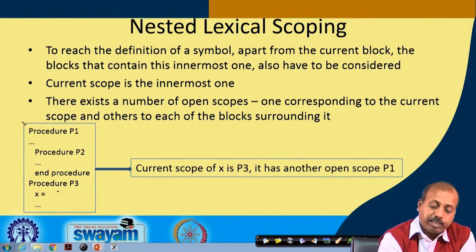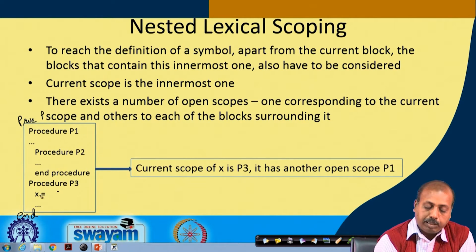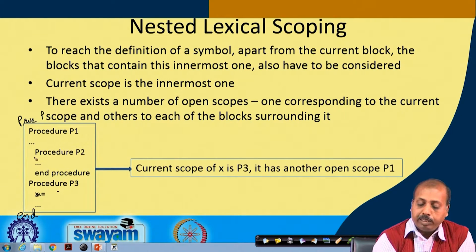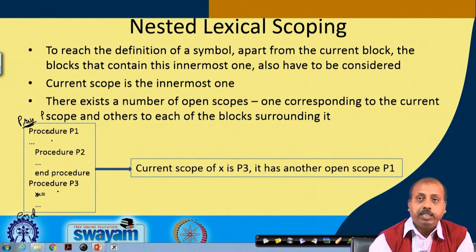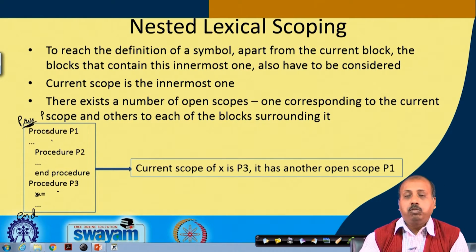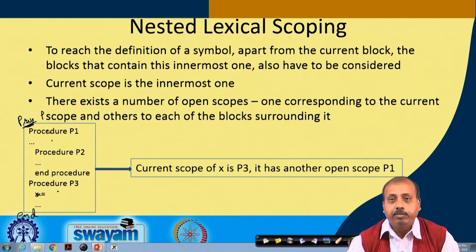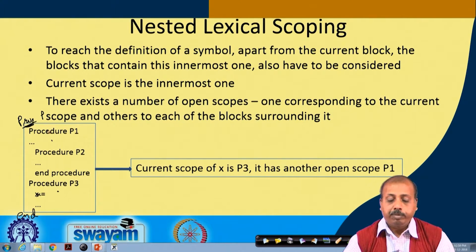So, if there is another block surrounding it, say this procedure P1 was inside another procedure P, and the procedure P ends here, then when we are talking about this x, it has got open scope P3, P1, as well as another open scope P. So, it will have 3 scopes in that case: P3, P1 and P. That way, hierarchically, it has to go from one nesting level to the previous nesting level, till it comes to the outermost level. So, all these nesting levels are available for probable scope.